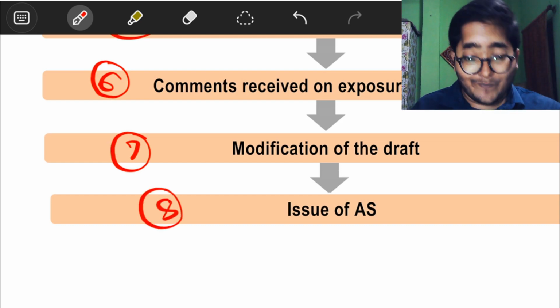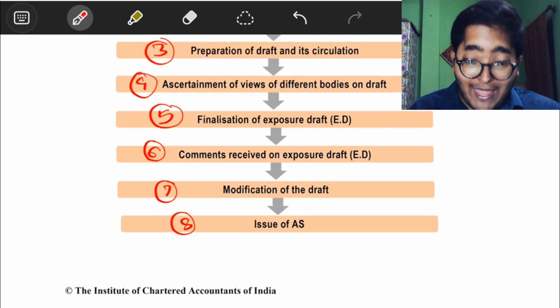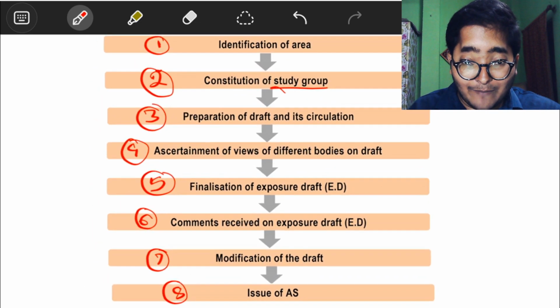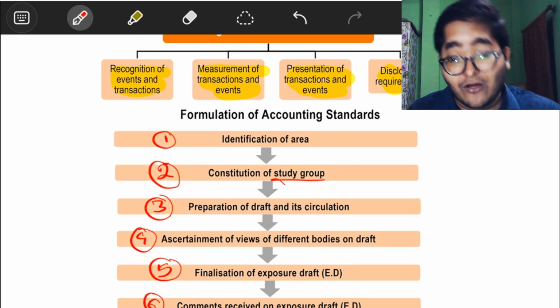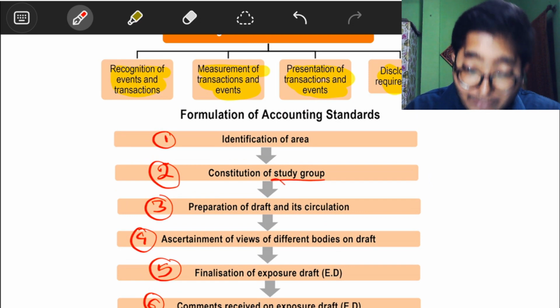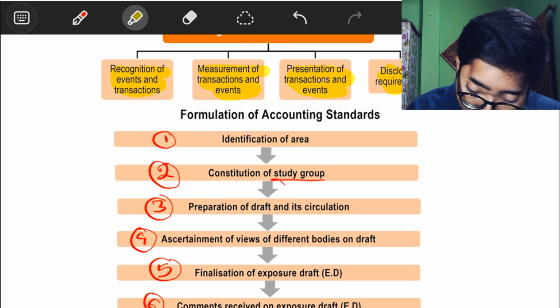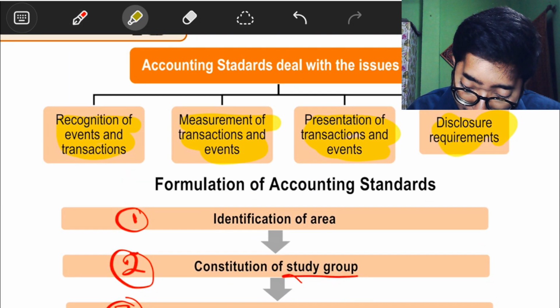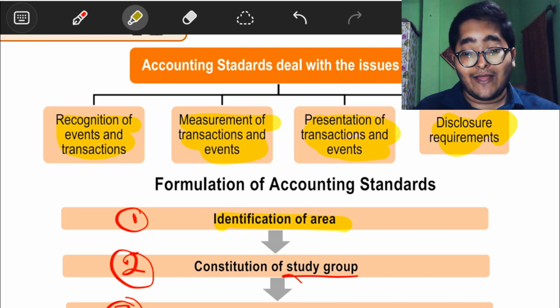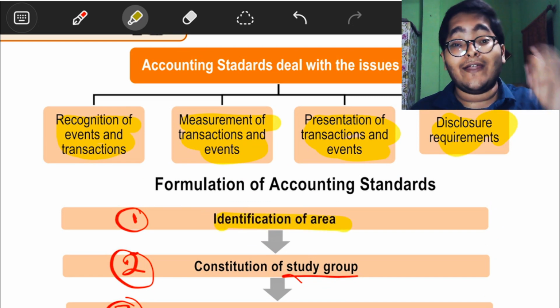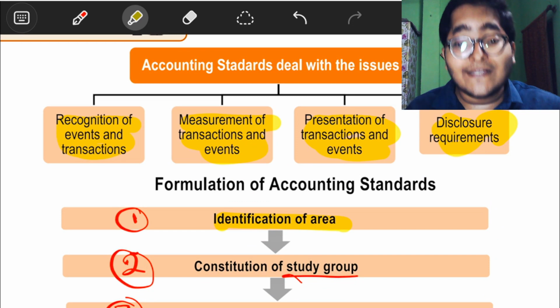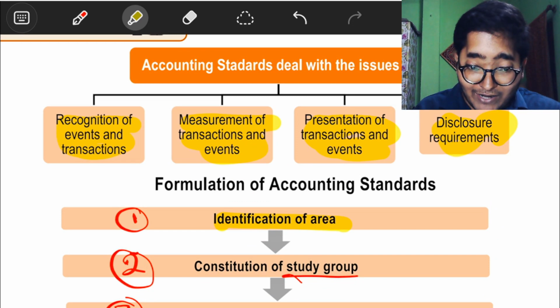So finally, there are 8 steps involved in the preparation or formulation of an accounting standard. Number one is the identification of area, the weak area or the required area where an accounting standard is required is identified.